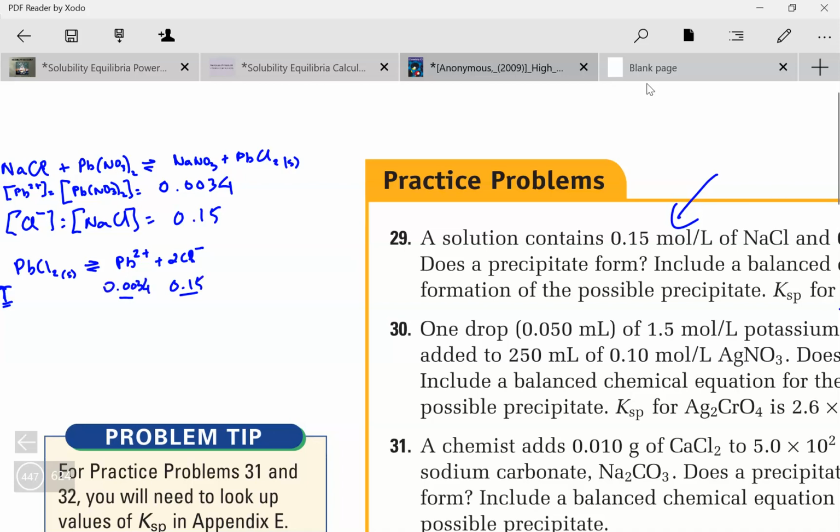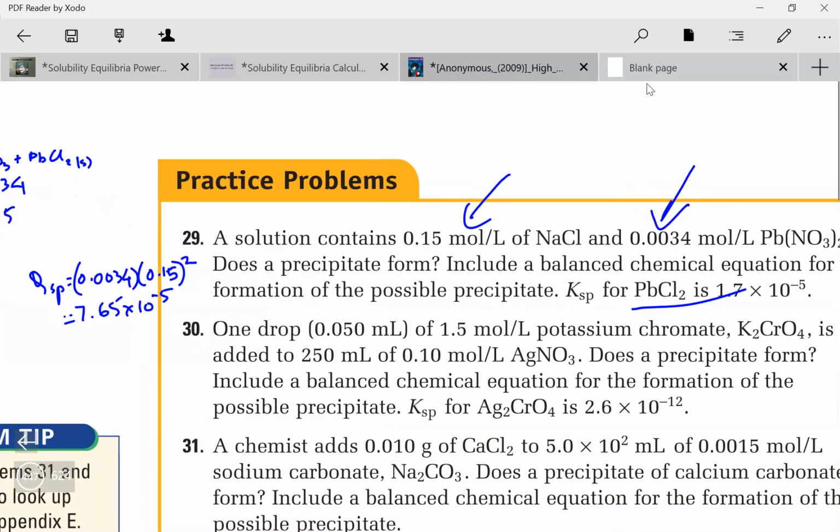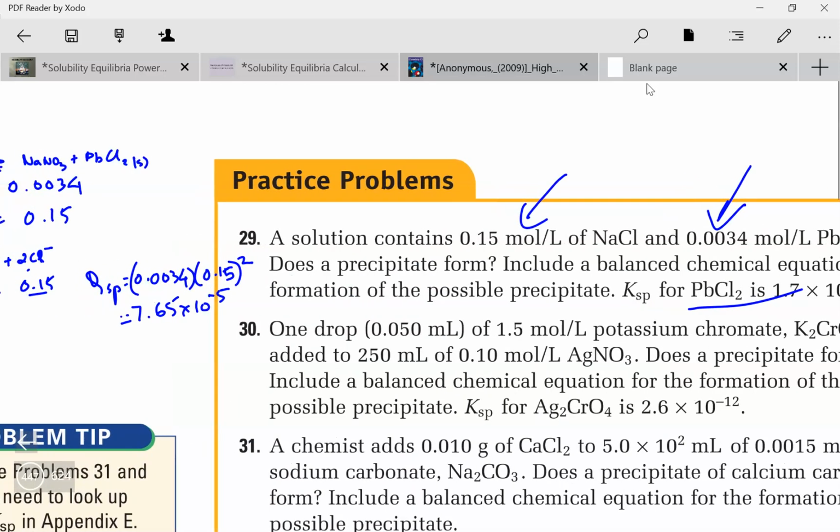0.0034, and I'm going to get QSP is 0.0034 times 0.15 squared, because there's a 2 there, which is equal to 7.65 times 10 to the power -5. KSP is 1.7 times 10 to the power -5, so my QSP is greater than my KSP.